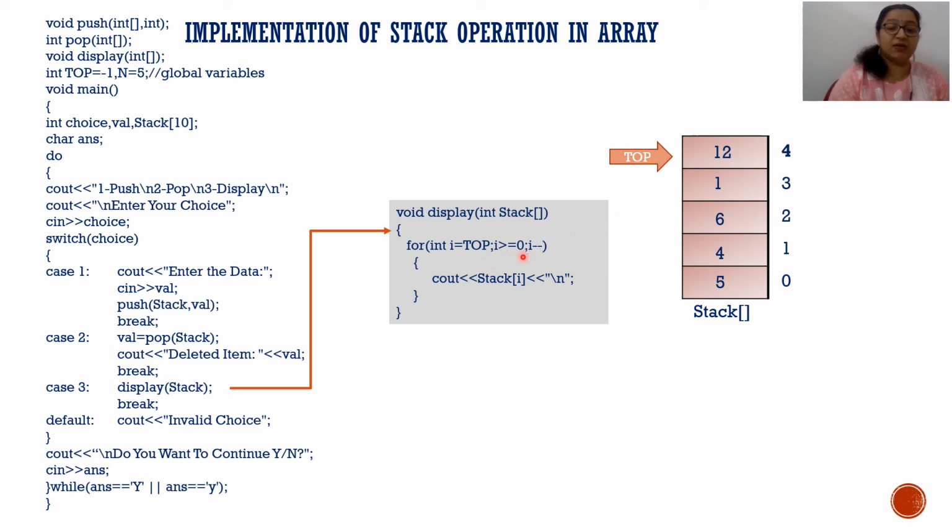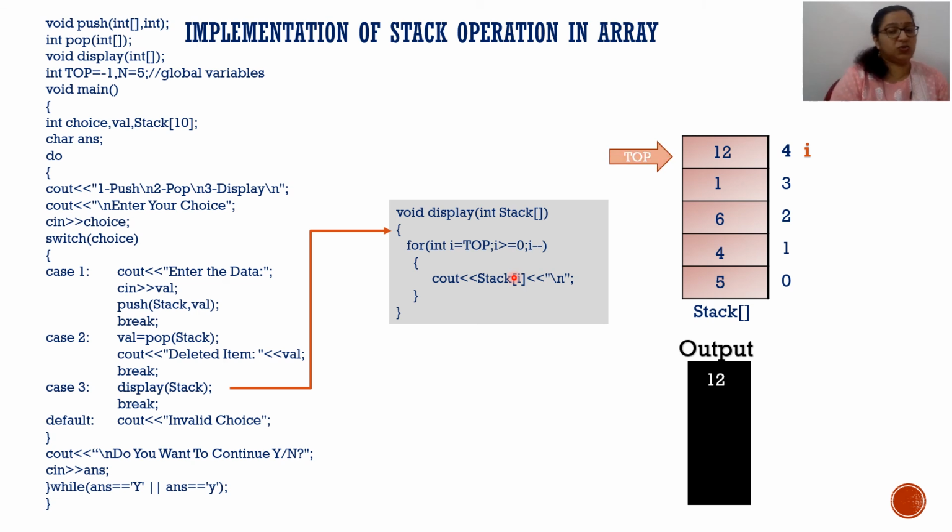Then, is i greater than or equal to 0? Yes, i is greater than or equal to 0. If so, we print stack of i. Stack of i means stack of 4, because the top value is 4. We assign that value to i and check whether i is greater than or equal to 0. Yes, it is, so we print the stack of i value, that is the element at index number 4. That is 12. See, i is here now. The output is 12.